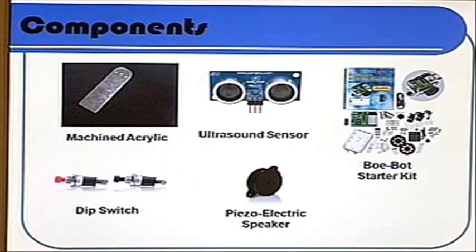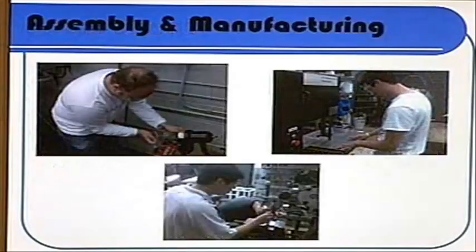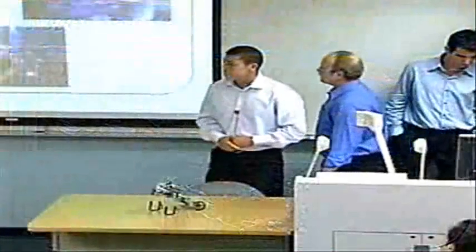These are the components that we used to build the platform. We used acrylic for the legs, the ultrasound sensors, the Bobot kit that everyone bought for the project, the DIP switch, and the electric speaker. Now Emanuele is going to explain the assembly.